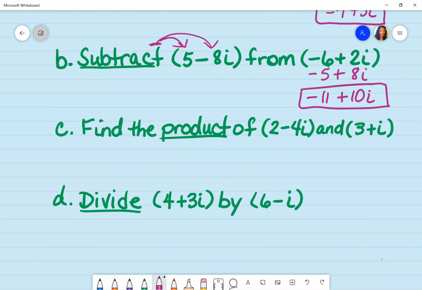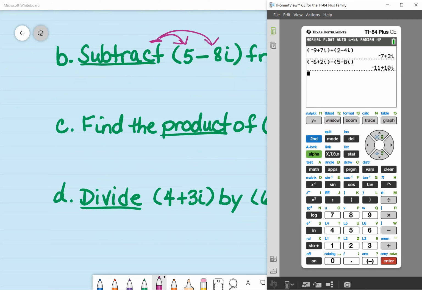Product is going to be parentheses, that means multiply, 2 minus 4i times 3 plus i. So I don't even have to put the multiplication. It understands that it's next to it. So that just means parentheses next to another parentheses means to multiply. So 10 minus 10i.